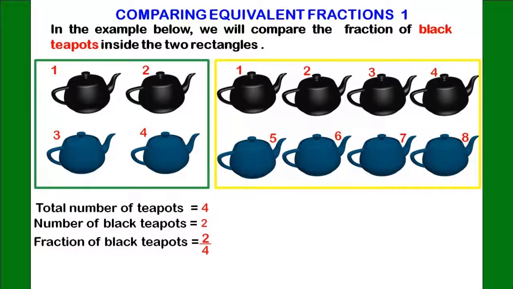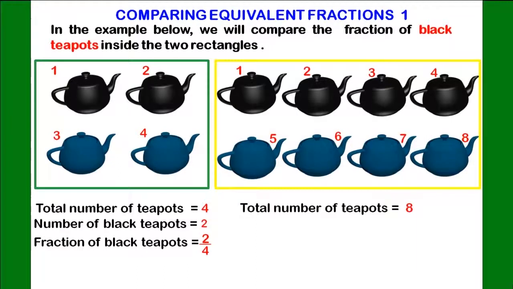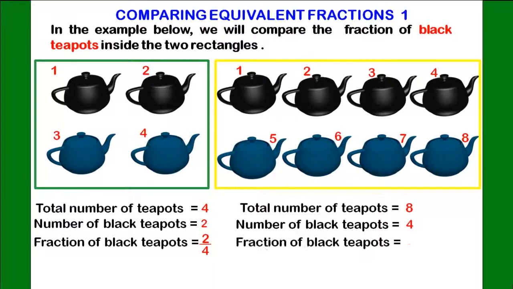Looking at the second rectangle, there are 8 teapots. 4 are blue and 4 are black. The fraction of the black teapots in this rectangle is 4 over 8.